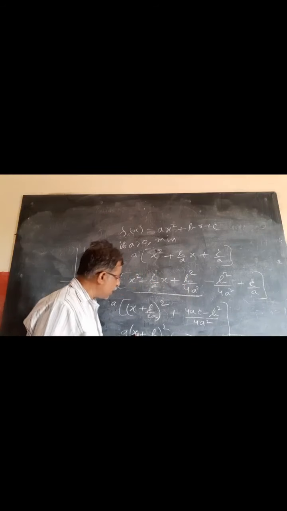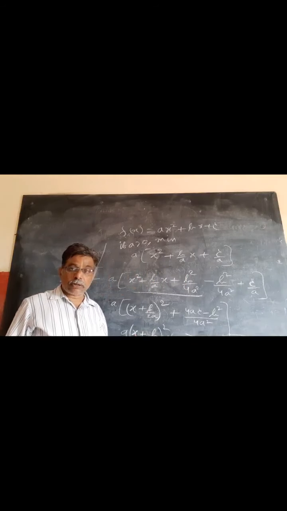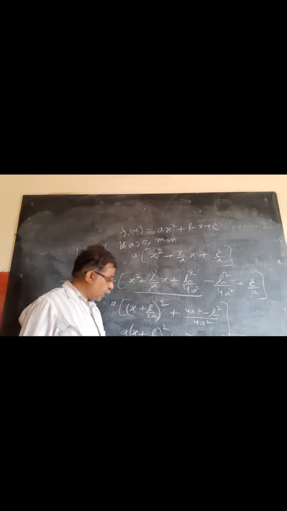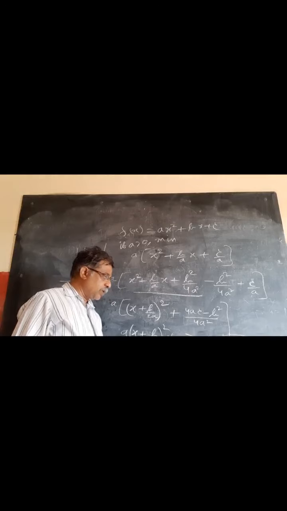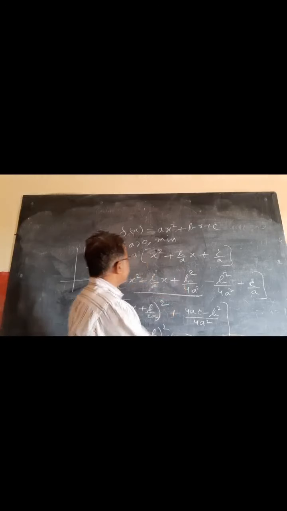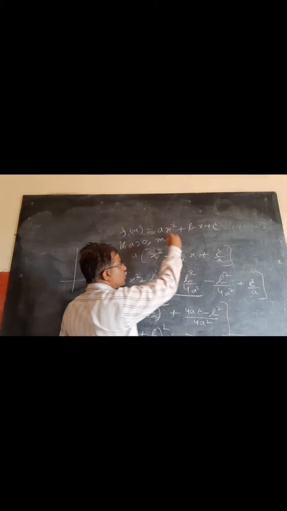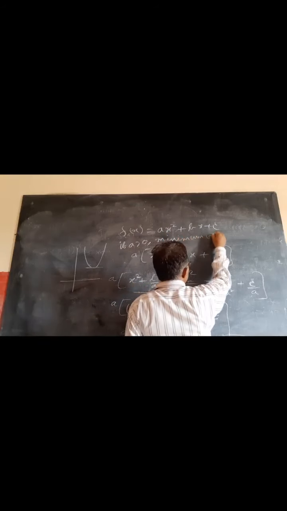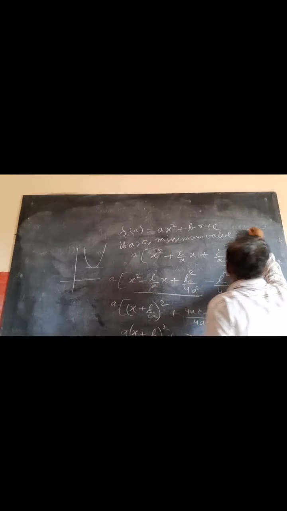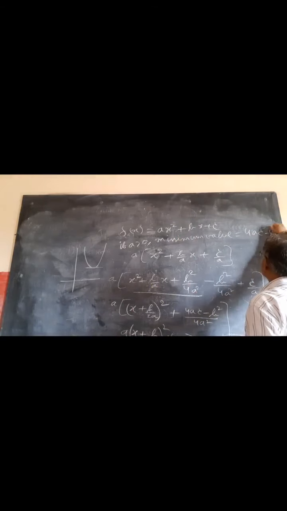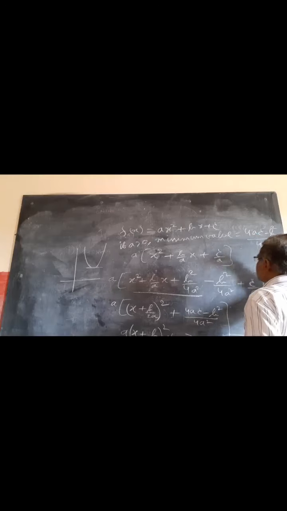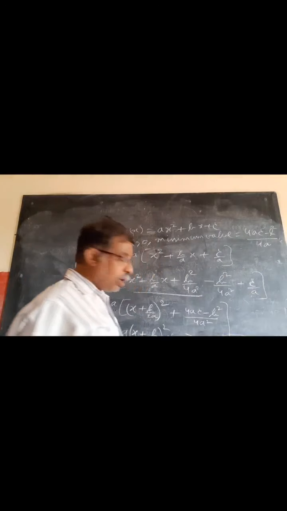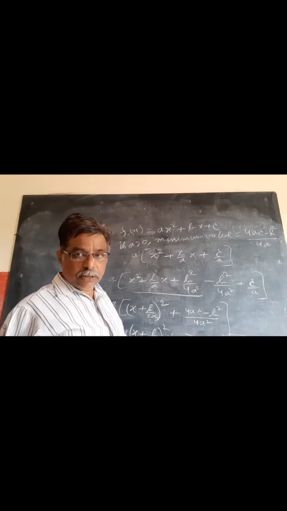When will it become 0? X equal to minus b by 2a. So, it will be more than this anything. Equal to, if x equal to minus b by 2a, then the value is equal to this. Means, if a is greater than 0, the minimum value of the expression is 4ac minus b square by 4a, and it is at x equal to minus b by 2a.